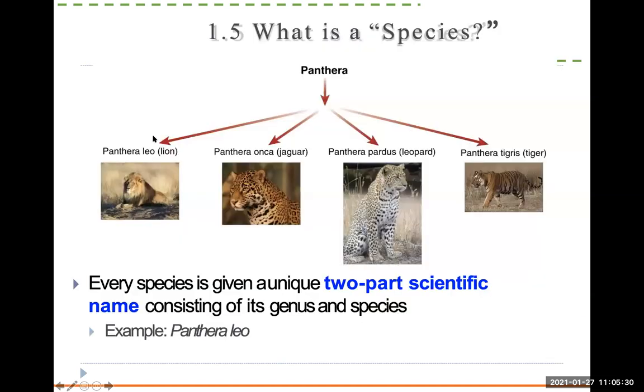So here in this picture, there's Panthera, Panthera, Panthera, Panthera. That's the genus. That's the same name. And then maybe this is the given name. This is a family name. And then this is the given name. Panthera leo, the lion. Panthera onca, jaguar. Panthera pardus, leopard. Panthera tigris, tiger. So think about this as a family name and think about this as a given name.